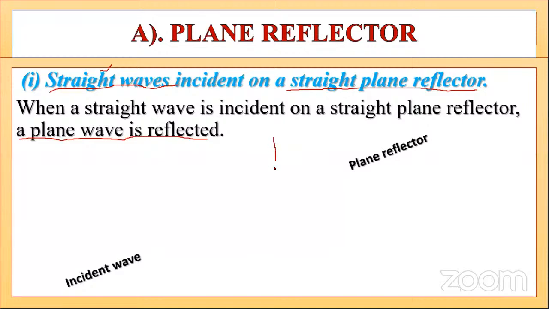So if I have a straight wave like this, a straight reflector like this, and then I incident a straight wave on it, it will reflect a straight wave. It will be reflected back. Is that clear, everyone? Give me a sign. A straight wave on a straight reflector will be straight.